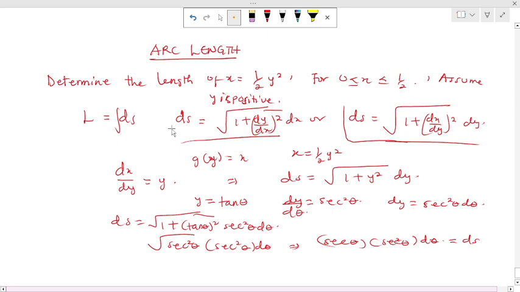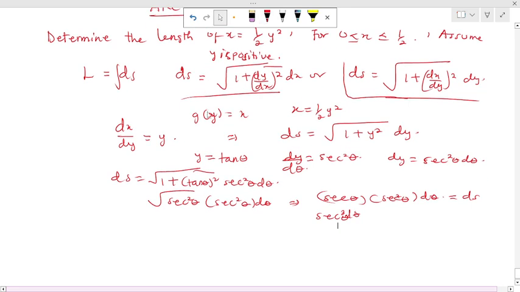Okay, this gives me what? Sec cube theta d theta, right? That becomes my dx. Once I have my dx, the next thing is so simple. I move towards my integral.